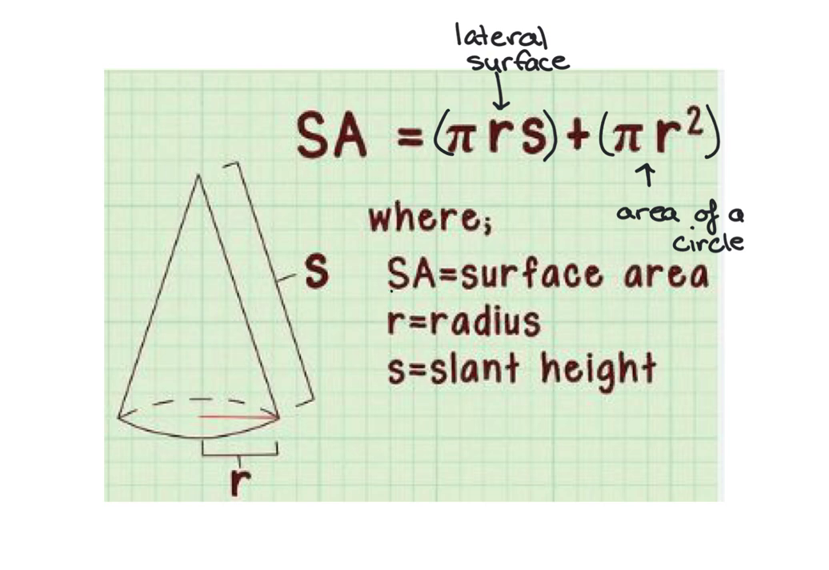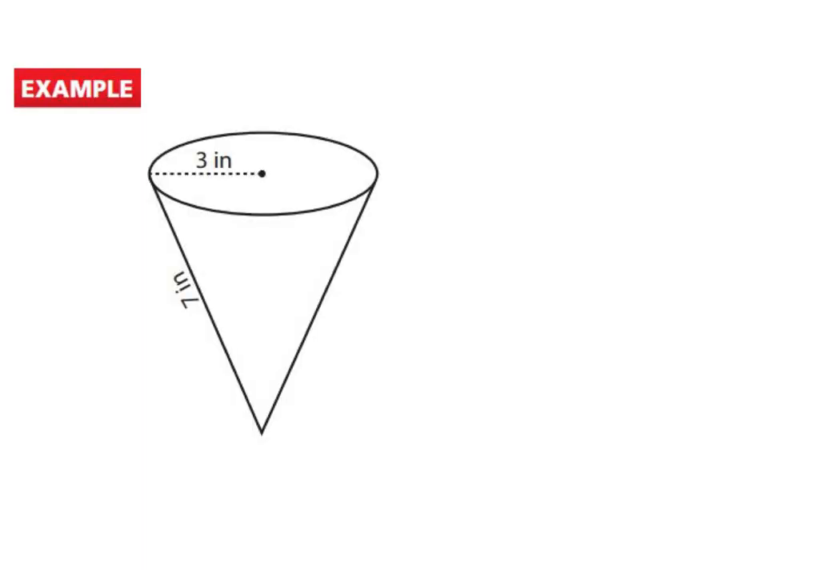So again, surface area, SA, is the abbreviation. R is the abbreviation for radius, and S is the abbreviation for slant height. So keep that in mind as we go through the rest of these. So let's start with our equation for surface area. Surface area is pi times the radius times the slant height plus pi r squared, which is the area of our circle base.